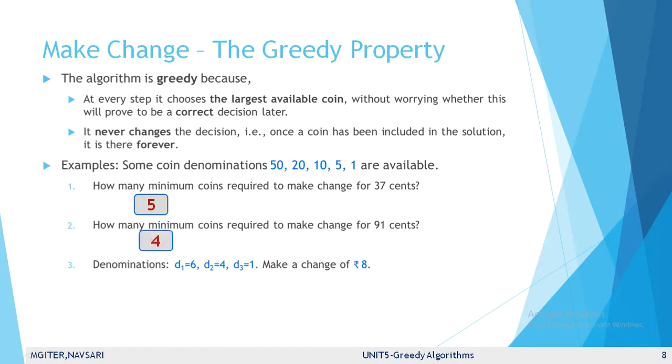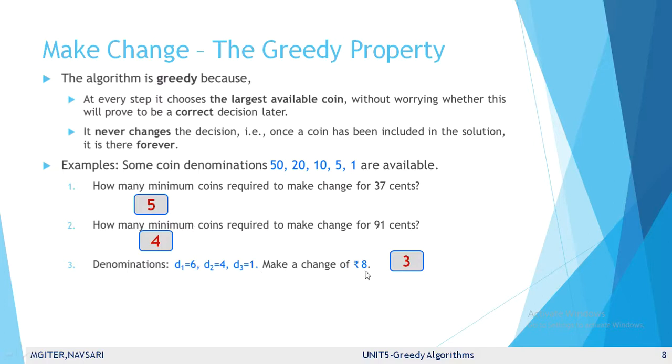Now the second is the change of 91 cents. For that how many coins are used? One coin of 50 rupees, two coins of 20 rupees and one coin of 1 rupee. So we use 4 coins.